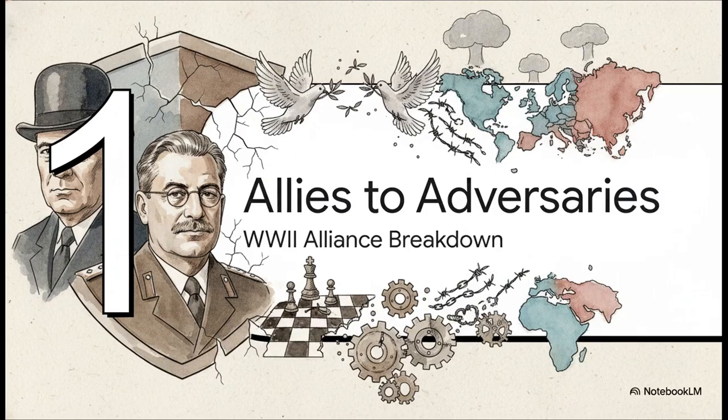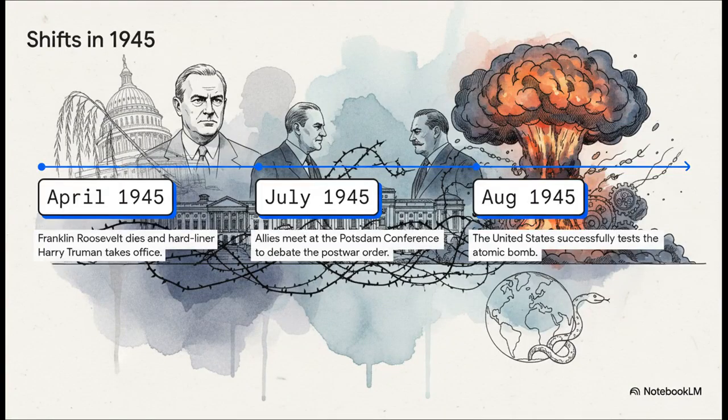To really get why the globe was chopped in half, we've got to look at the incredibly fragile, deeply suspicious partnership of the Big Three at Yalta and Potsdam. The political landscape shifted at literally lightning speed in 1945. First off, FDR passes away and hardliner Harry Truman takes over. And Truman? He had absolutely zero illusions about Stalin. By the time they all met at the Potsdam Conference in July, the tension in the room must have been thick enough to cut with a knife.